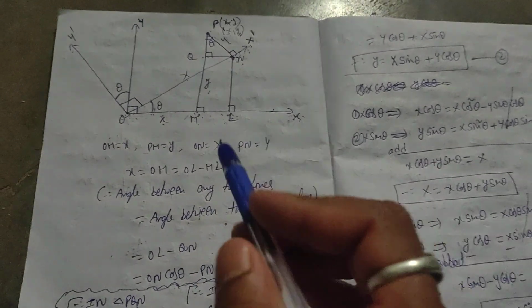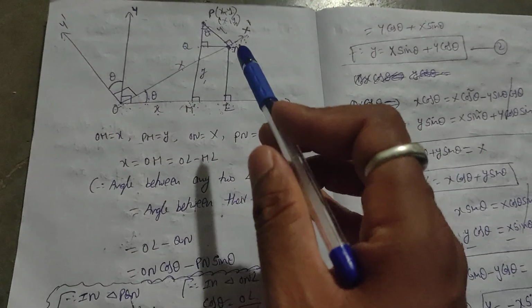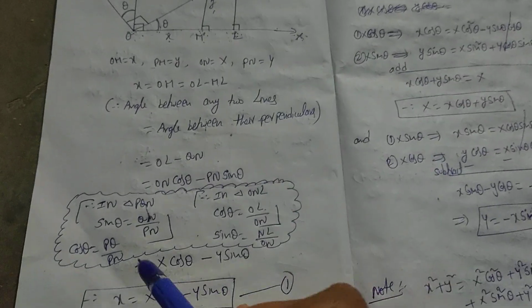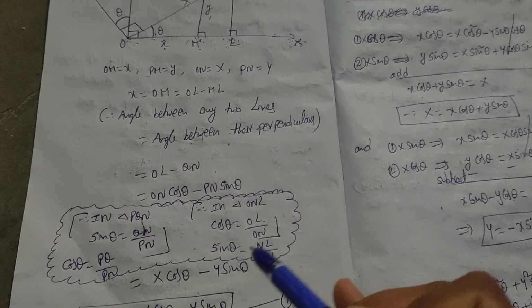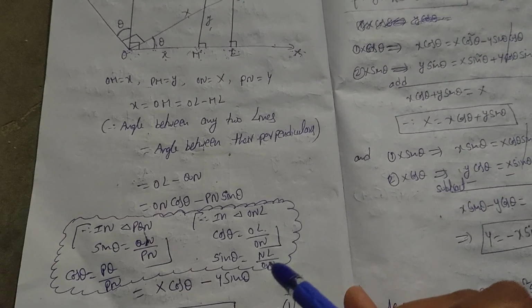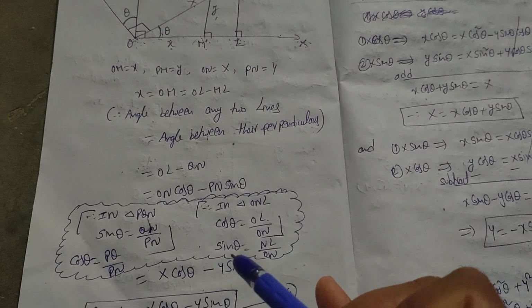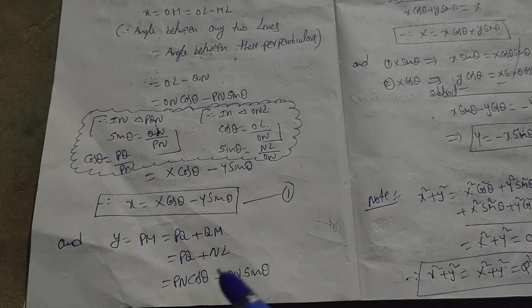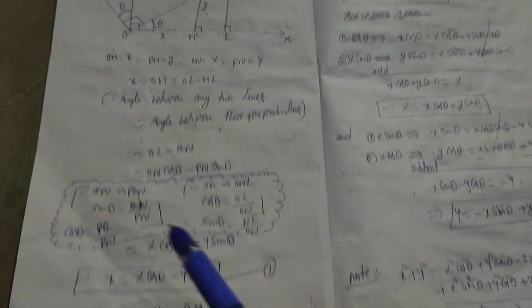So now according to the triangle, this NL you can write as, from this one here, sin theta is equal to NL by ON. So automatically NL is equal to ON sin theta. So NL you can write as ON sin theta. And PQ, how can I write?